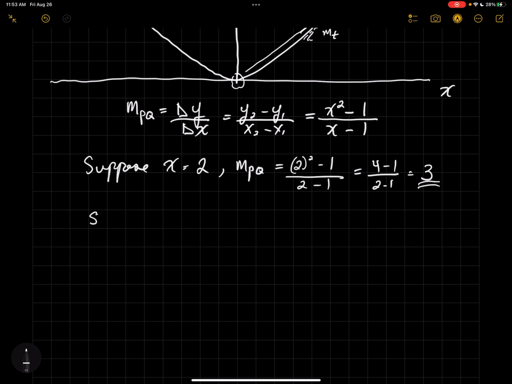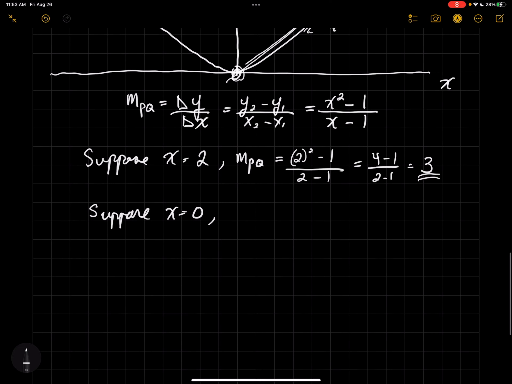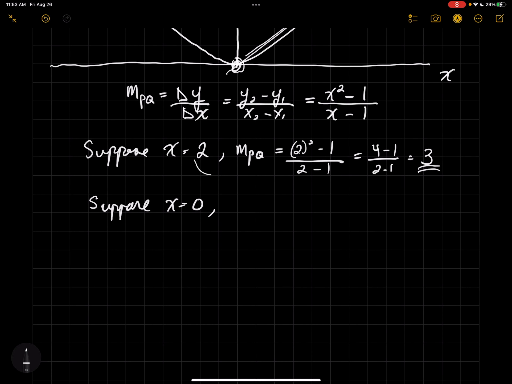So let's instead suppose x equals 0. Now that means that point Q is down here at x equals 0, and we still have the secant between Q and P. P hasn't changed. P, remember, is our point of interest. So then the slope, MPQ, is now equal to 0 squared, or just 0, minus 1, divided by x, which is 0, minus 1. So we get negative 1 over negative 1, which is just equal to 1.